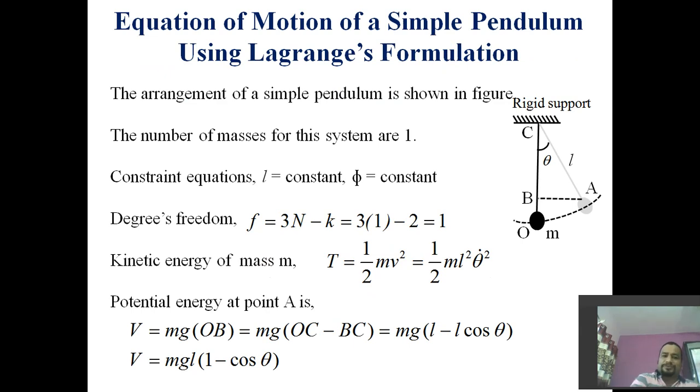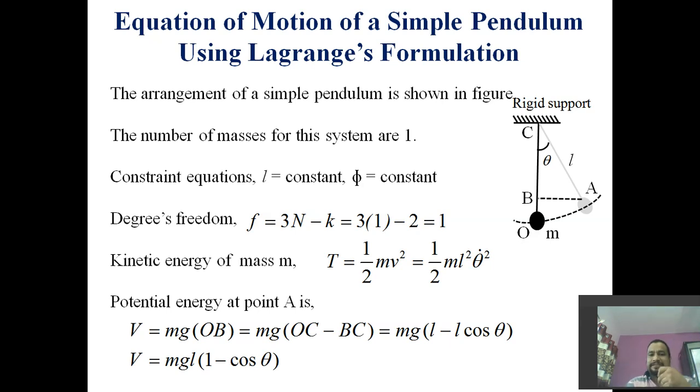As we want to find the equation of motion of a simple pendulum using Lagrange's formulation, we should know the degrees of freedom. To find the degrees of freedom, we should know the constraint equations and the number of particles or masses present in the system.